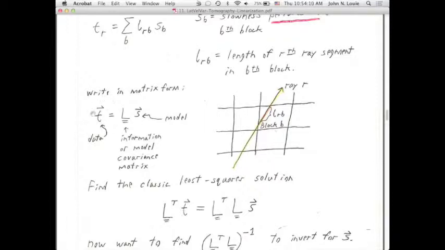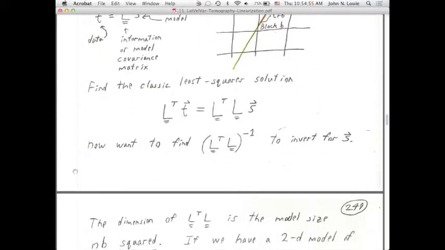And then the data vector is also a column vector, and it's got all of the rays in whatever order they're in by their R number, and there's a delay entered in each level of the column vector. And then each entry in this information matrix is a ray length of ray R in block B.